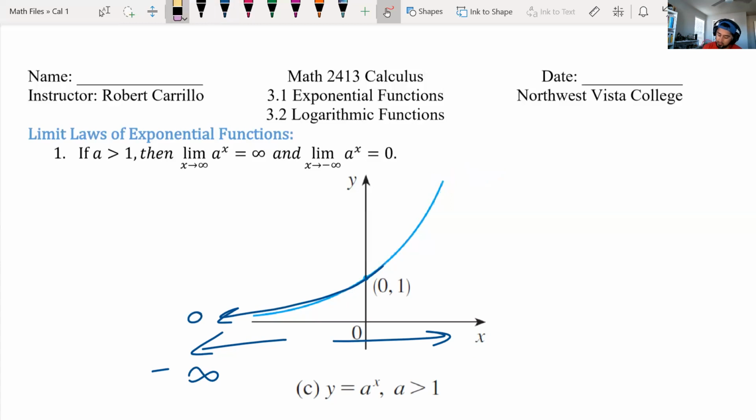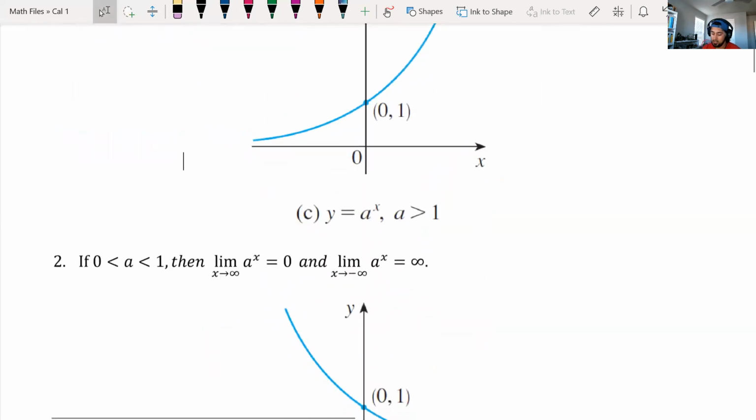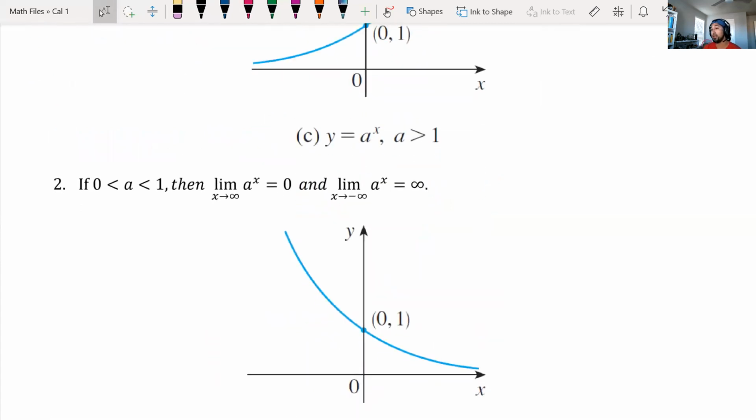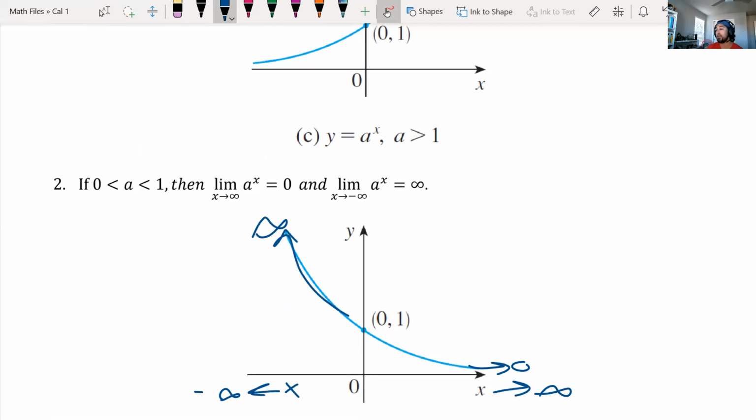And then if the base is between 0 and 1, then the limit as x approaches infinity of a to the x will equal 0. And the limit as x approaches negative infinity of a to the x will be infinity. Again, seen by the graph below. So if x approaches infinity, y gets closer to 0. And if x approaches negative infinity, then y heads towards infinity. And these are your limit laws for exponential functions.